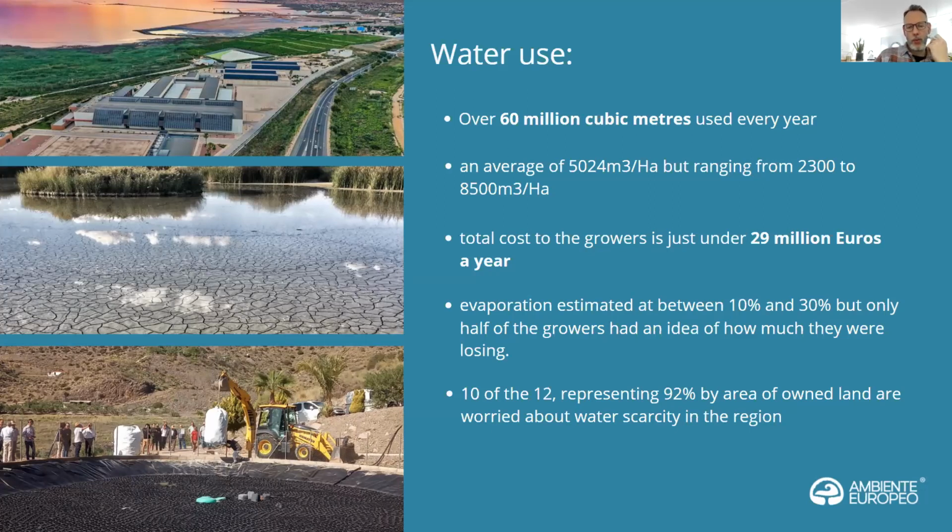And when asked about evaporation, a very large difference in the estimated evaporation from their reservoirs, and only half of them had an estimation. Other questions that we asked were around the use of meters for into and out of reservoirs. And a lot of them don't have those meters, so they wouldn't be able to calculate how much they were losing either by evaporation or losses through leakage, etc. So 10 of the 12 are worried about water scarcity in the region. Surprised it's not all of them, as that area has been in a state of scarcity since at least 2017.